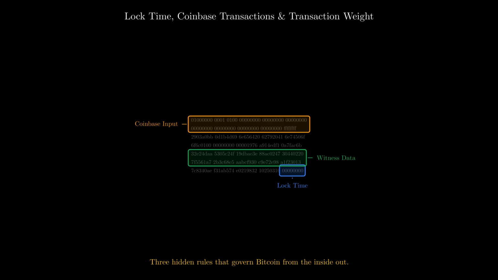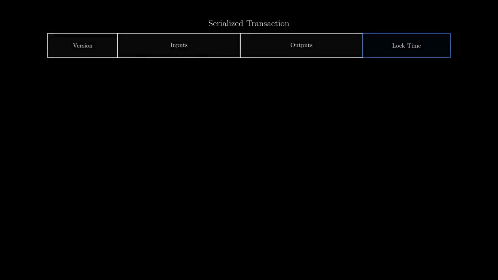We'll crack open a raw transaction and examine lock time, Coinbase transactions, and transaction weight, three mechanisms that control when transactions confirm, how new coins enter circulation, and why some data costs less in a block. Let's start with lock time.